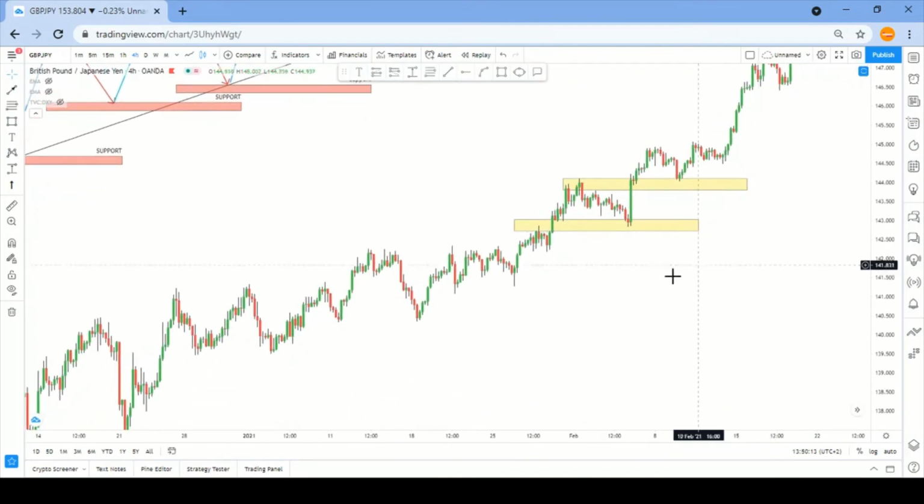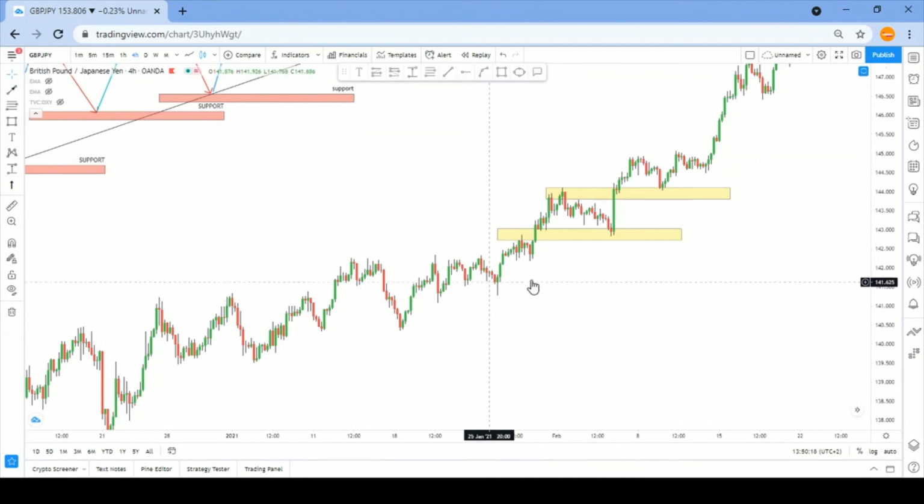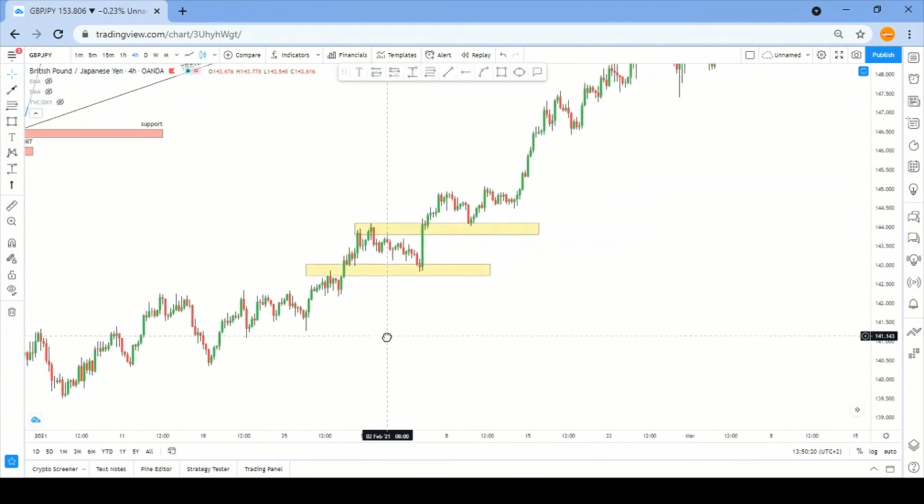Let's see what else is there. Hopefully we're lucky. I think that's quite enough for the video. And let's draw Fibonacci. Right, so look at this live market.